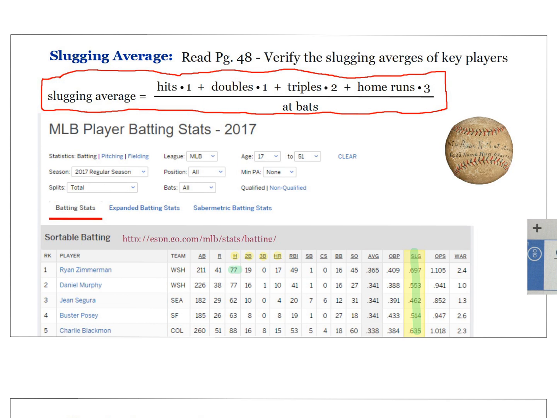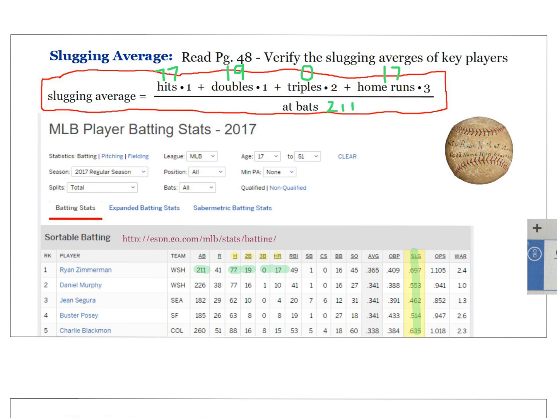In this first spot, we would put 77 in place of the hits and multiply it times 1. He had 19 doubles, so for the doubles, we would put 19. And then he has 0 triples, so this piece doesn't really matter. We could just leave that off because 0 times 2 is 0. He had 17 home runs, so we'd multiply that by 3. And the last piece is how many at-bats he had, which is 211.